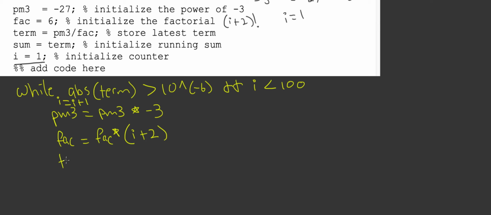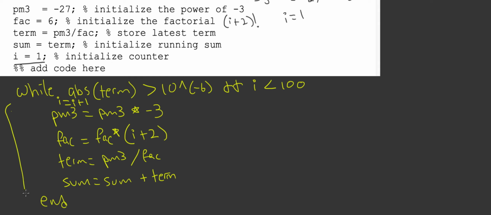Then we have term is equal to PM3 divided by factorial. And that's going to be our actual term, right? And that's going to help us change our term so that every time the while loop goes back, we can see that the term changes. If you never change the condition, the while loop will go infinitely. And then we say sum is equal to sum, which is the old one, plus our new term. And that's how it's going to work. And you just end your while loop.